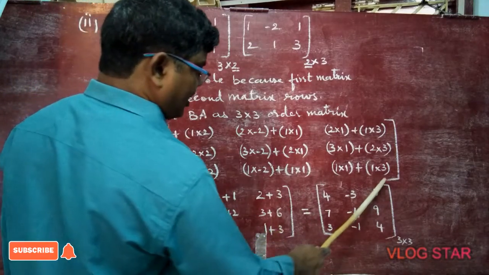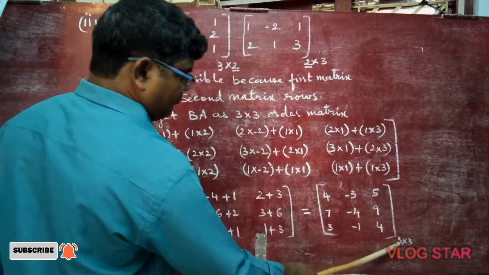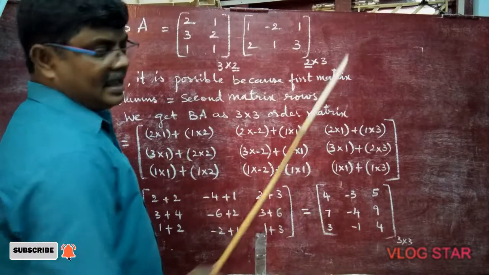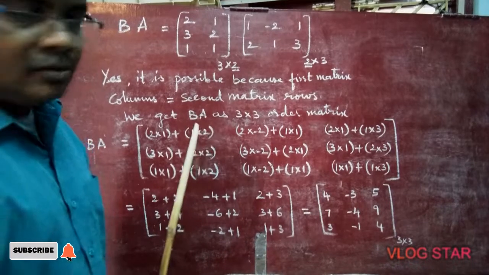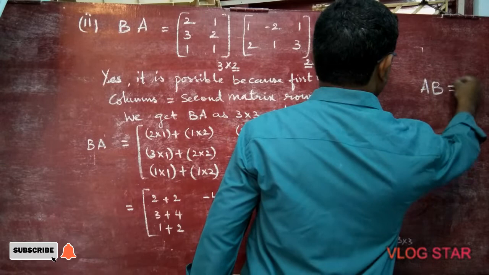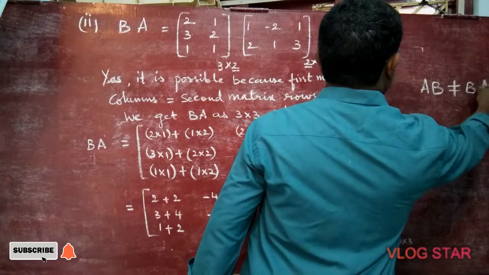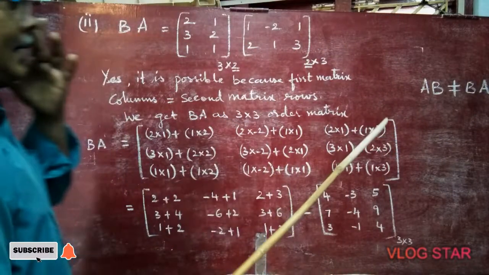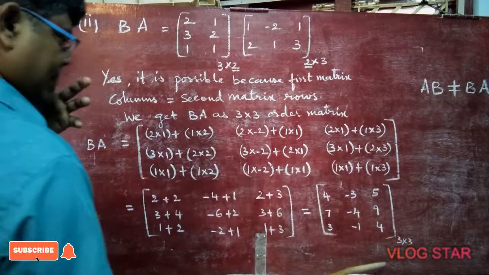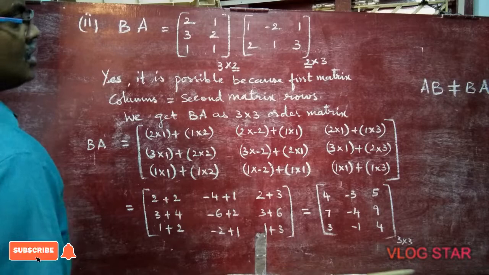Now this is the product of BA. We got 3 by 3 matrix. Before I told you one property. AB not equal to BA. That only proved. When we multiplied AB, we got one answer. Now when we multiplied BA, we got another answer. So this is not commutative.